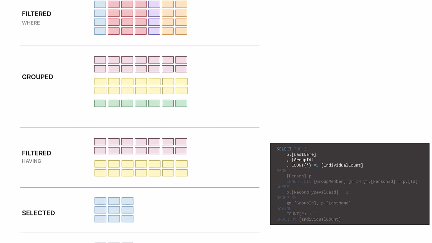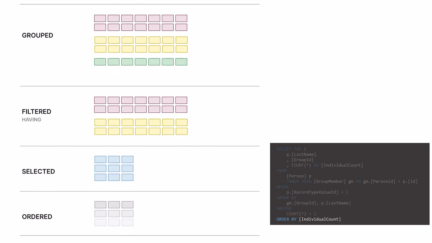Next up, we're going to run the select. So it's going to go up to those three columns that we said we want to select, and it's going to bring back just those selected columns. Then we move to order. So ordering will now be considered.